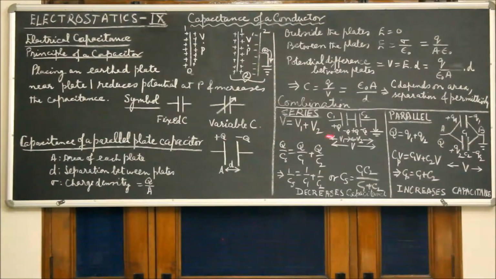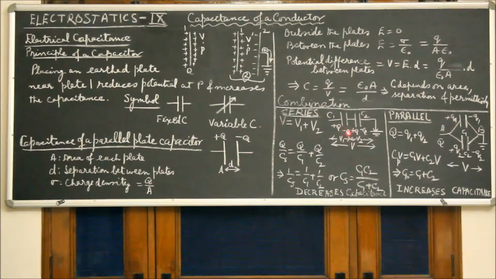Now, in series combination, if we give charge Q to one of the plates, say here plate 1 of capacitor C1, it induces a charge minus Q on the second plate, plus Q on the first plate of C2 and minus Q on the second plate. This minus Q as usual flows to earth. Further, let's suppose that V1 is potential difference across C1, V2 across C2 and V is the total potential difference.